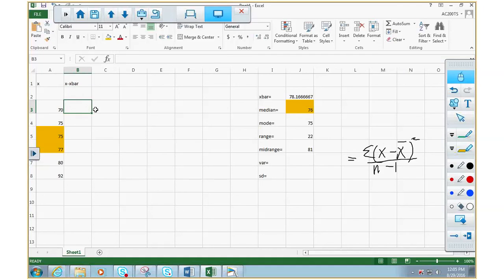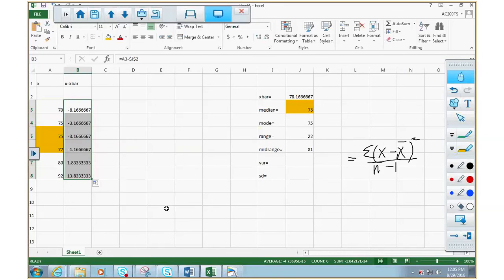So, equals this guy, 70, minus this guy. I'm going to hit F4 to lock it. For those Excel people, you know what I'm talking about. For those of you who don't, just disregard that last statement. And there's that number, and I'm going to copy that down.